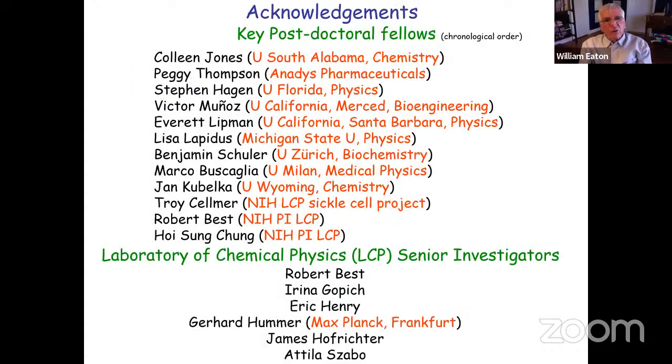So the work that I've told you about has been done by a bunch of key postdoctoral fellows. I'm listing them here in chronological order. Almost all of them have gone off to faculty positions at research universities, except for these three lucky guys, Troy Sellmer, Robert Best, and Hoi-Sung Chung, who actually have permanent positions in the Laboratory of Chemical Physics.